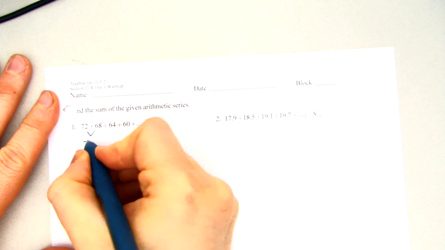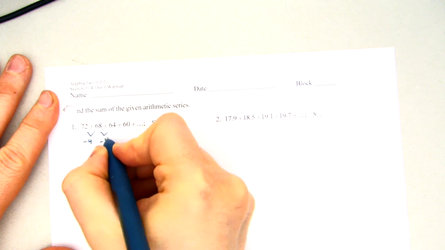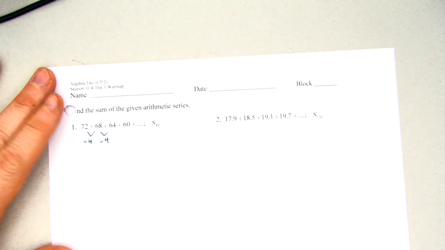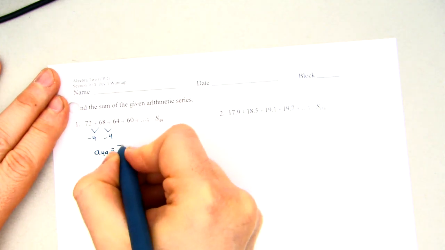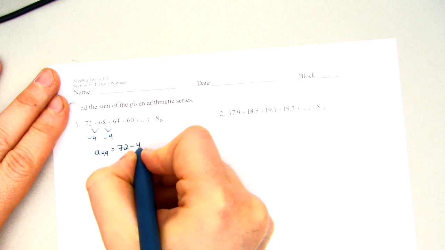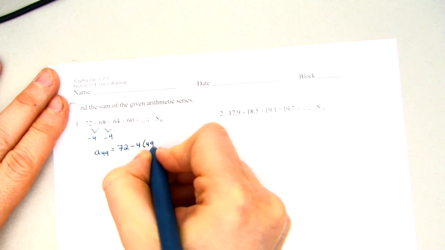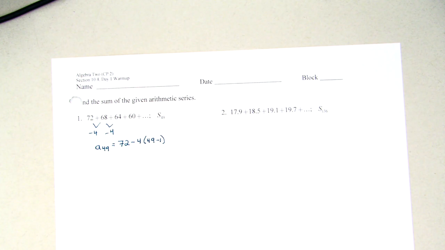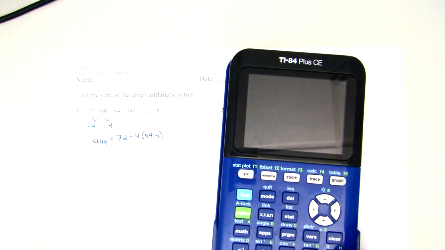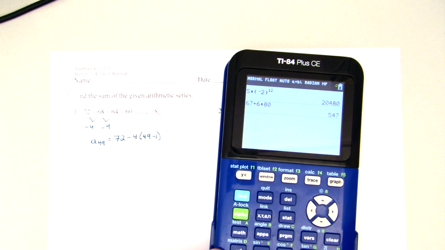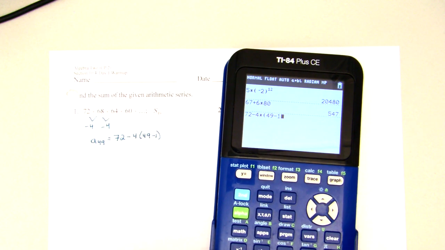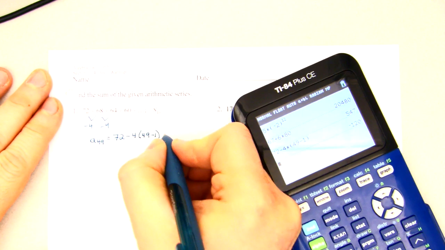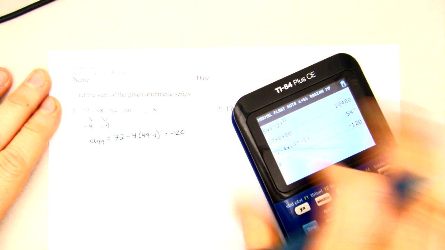So in problem number 1, looks like my common difference is -4. So I'm going to go and find my 49th term. A sub 49 is going to equal 72 minus 4 times 49 minus 1. And we go to the calculator. And 72 minus 4 times 49 minus 1 gives me -120 for my last term.